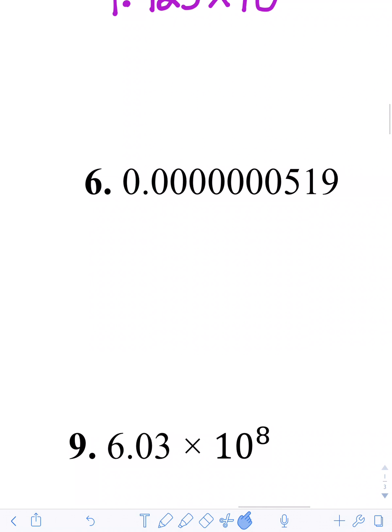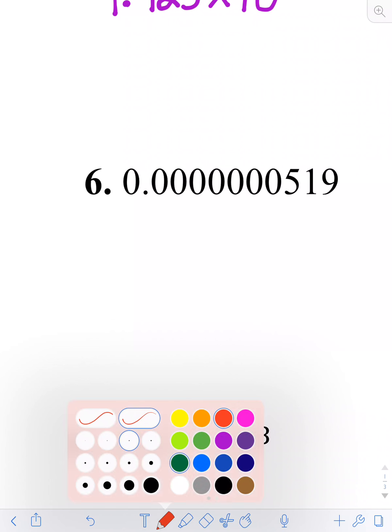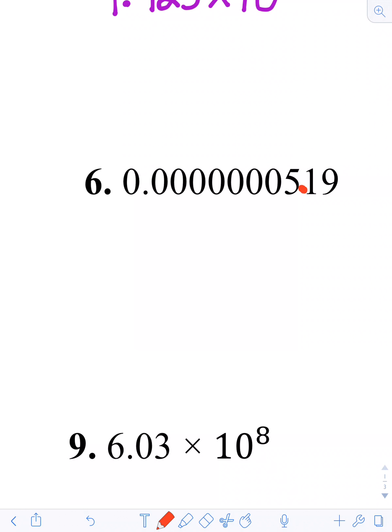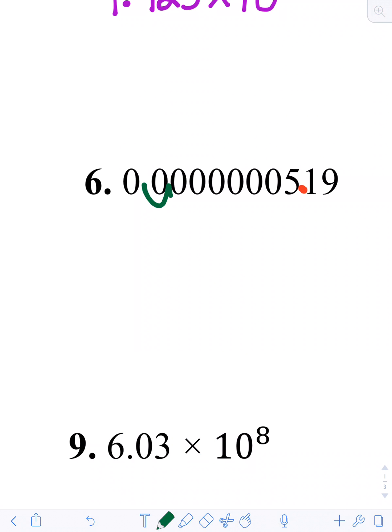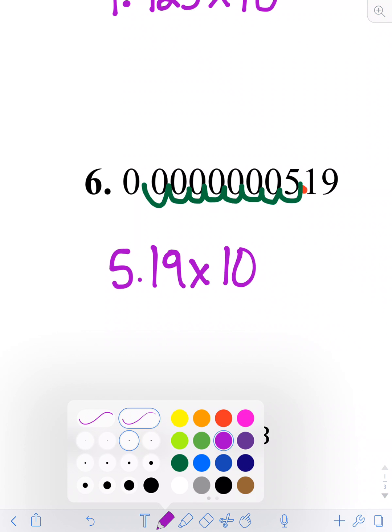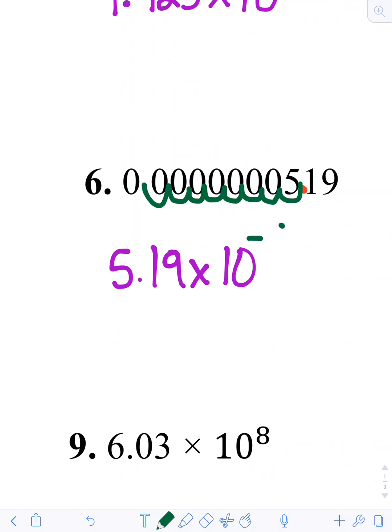Okay, and then number 6. I'm going to put my decimal in between the 5 and the 1, and count how many bunny hops I do. 1, 2, 3, 4, 5, 6, 7, 8. So I have 5.19 times 10 to the, and again, the number up here is how many bunny hops we did, and we did 8 of them, and it's negative because we went to the right.